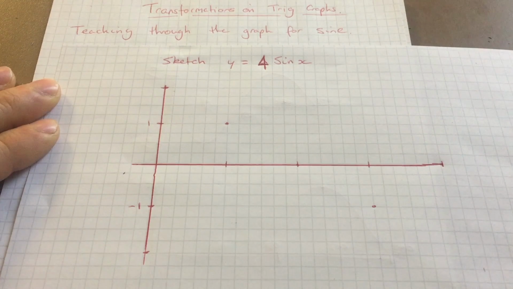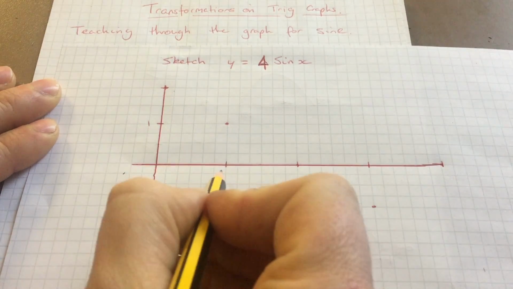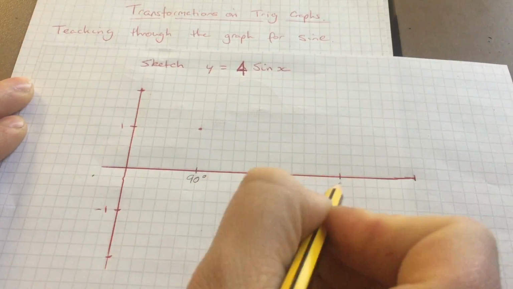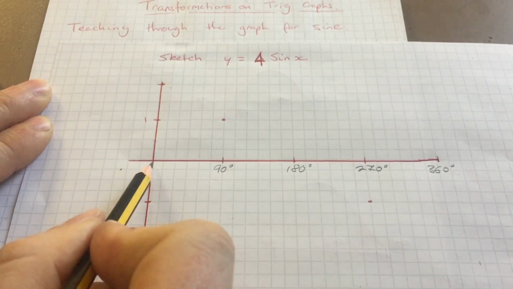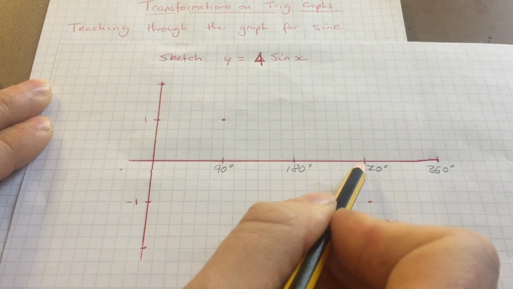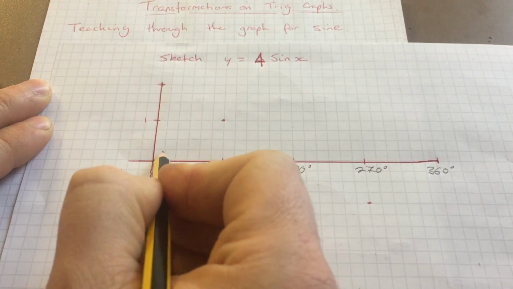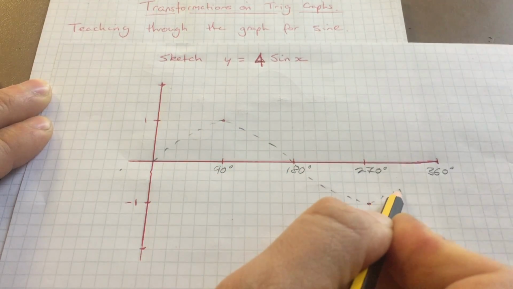So now if we're asked to sketch y equals 4 sine x, we know that the graph is just going to cover the same values along the x-axis. Nothing is different on the x-axis: 180, 270, and 360. We all know that already. And we know that our sine curve goes up to a height of 1 normally, and down to -1, and back up again. So our normal sine curve looks something like this, and we're confident with that.